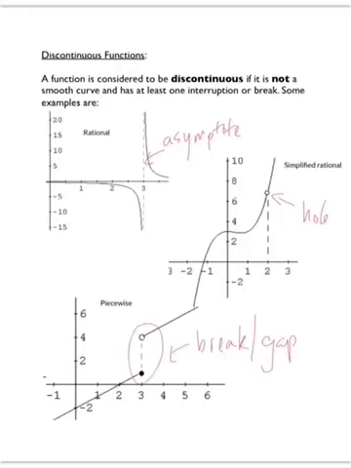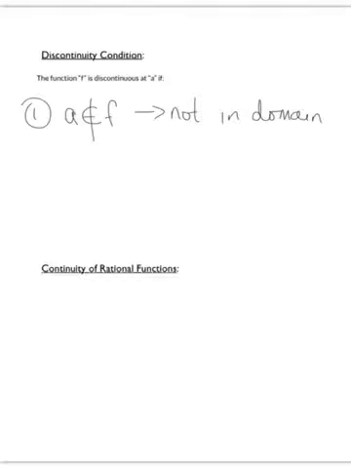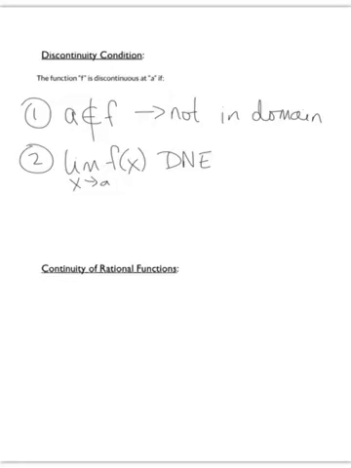Now let's look at the conditions for discontinuity. As you can guess, it's just the opposite of continuity. The function f is discontinuous at a if the first condition is that a is not in the domain of f. Second condition is that the limit of f of x as x approaches a doesn't exist. So if you look at the limit from the right-hand side and the limit from the left-hand side, they might be approaching two different points. And then the third condition is that the limit of f of x as x approaches a does not equal f of a.